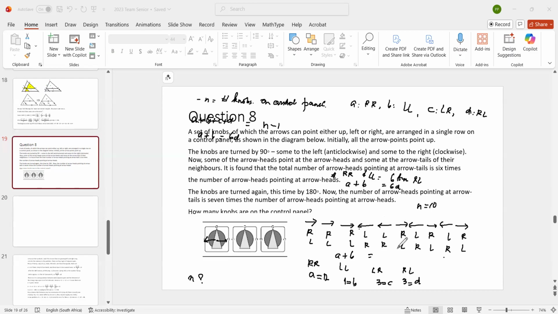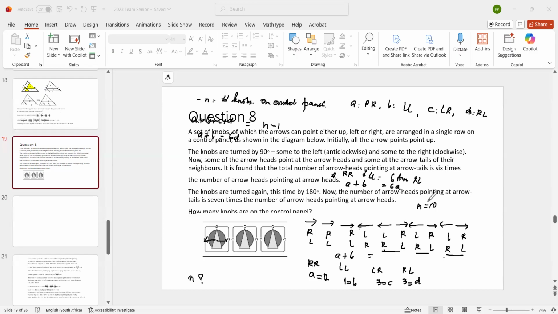Like the RLs here is 1, 2, 3. So RLs is the same, RL is 3. So you'll notice that even in this new situation, RLs are 3, and LR is LR, LR, LR. That's also 3. So you'll notice that the RLs is the same as the LRs in this case. Now let's write that equation down.